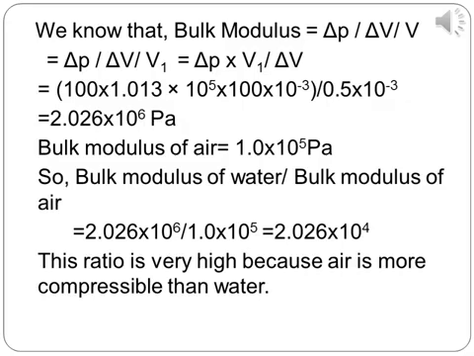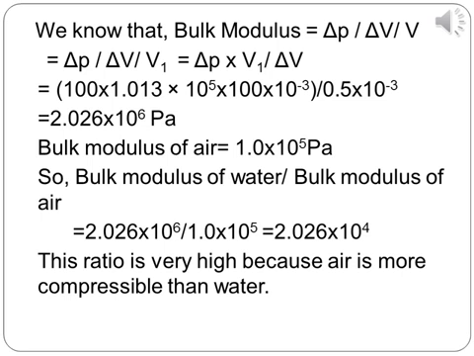What is the bulk modulus of air? Since 1 atmospheric pressure or the pressure of atmospheric air is equal to 1.0 into 10 to the power of 5 pascals, then the bulk modulus of the air is also the same value. It is equal to 1.0 into 10 to the power of 5 pascal.